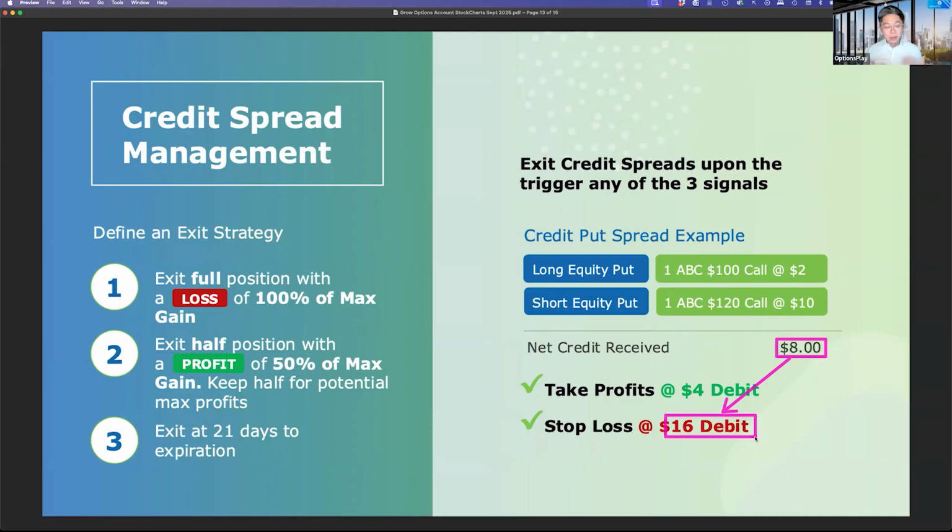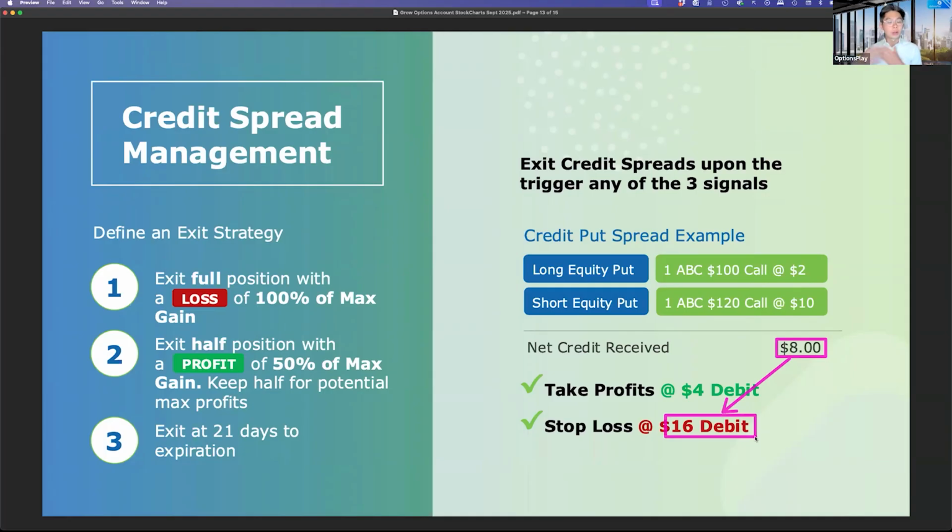Cut your losses, move on to the next trade. On the flip side, if you sold something for $8 and it's now trading at $4, which means that you've made 50% of the max gain potential, it's time to take profits on that trade. Now, taking profits doesn't mean that you take profits and you walk away. Taking profits could mean that you roll the trade and you look for further upside, right?